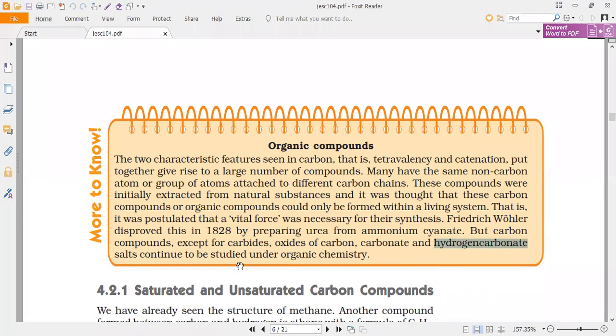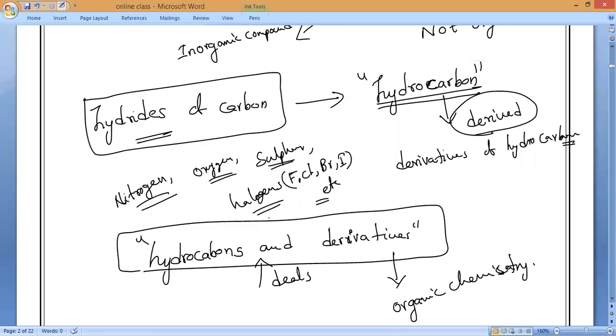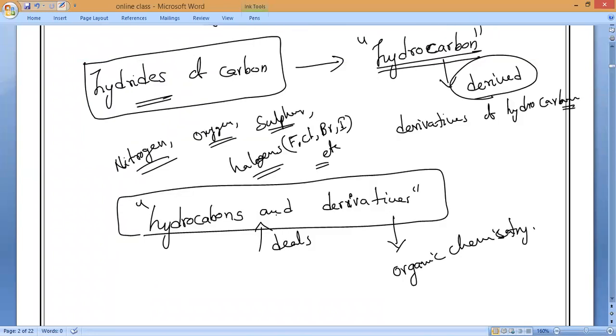Bicarbonate, bicarbonate, are not studied under organic chemistry, because they have entirely different properties from common organic compounds. So I hope everybody understands what organic compounds are, and if there is any doubt, please ask me. Finally we can say organic compounds means they are hydrocarbons as well as derivatives of what? Derivatives of hydrocarbons. Is it okay, everybody? Please respond. That is what you have to remember.